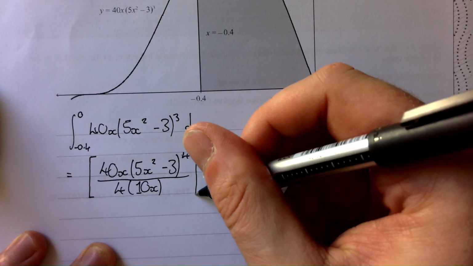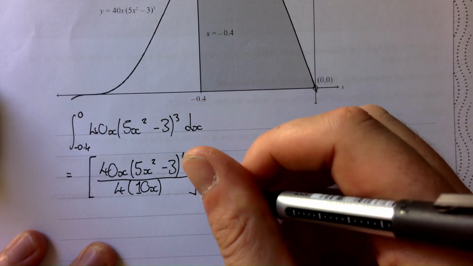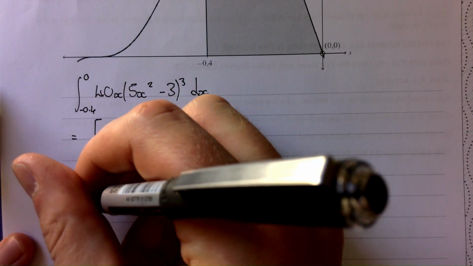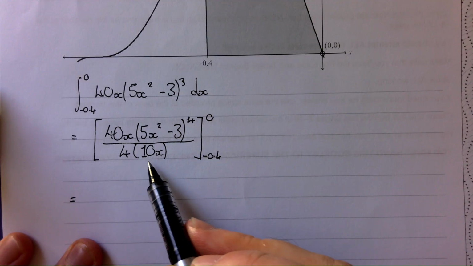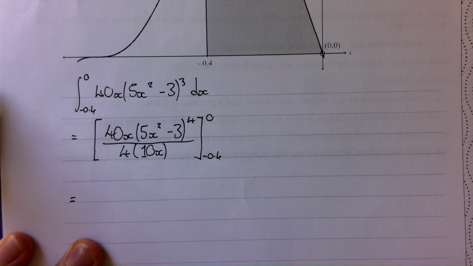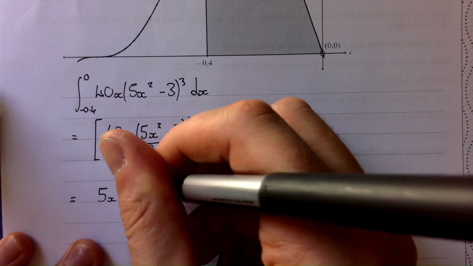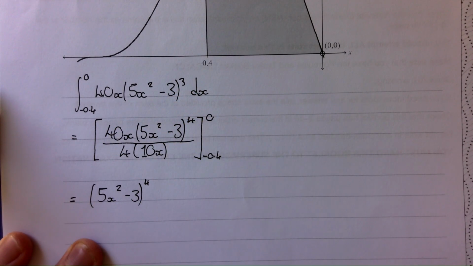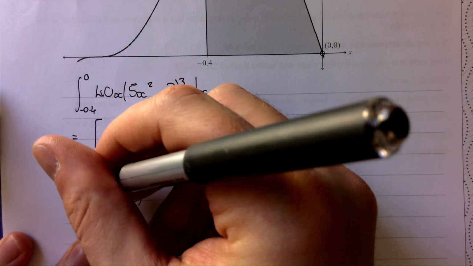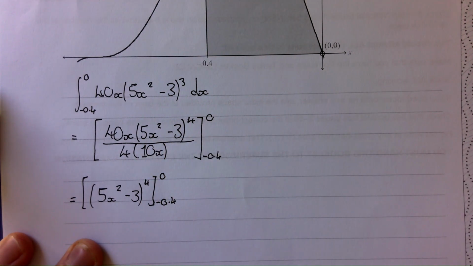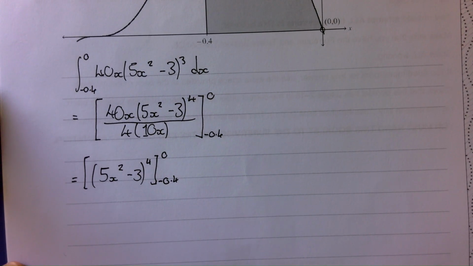Because this is the result of our integration, we're going to have 0 minus 0.4 in our square brackets. And then we can cancel out 4 lots of 10x with the 40x on the top, leaving us with 5x squared minus 3 to the 4th power in the range 0 to 0.4. And now we substitute our two respective values for x in, and we find the value of our integral.